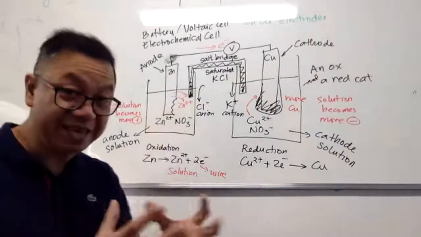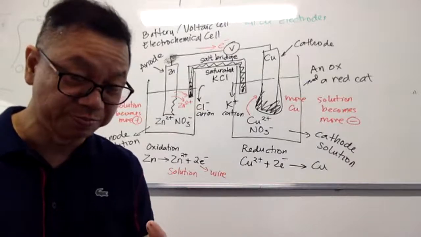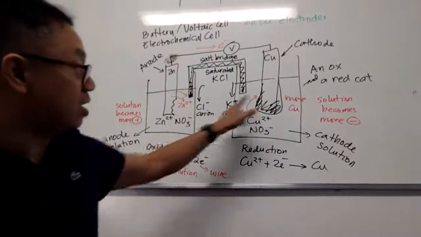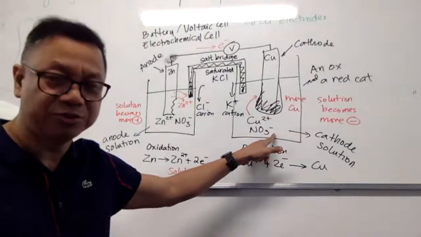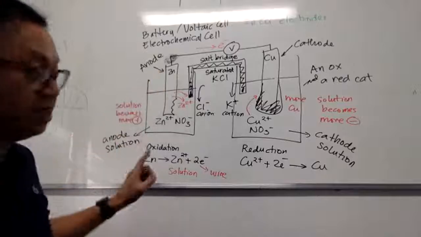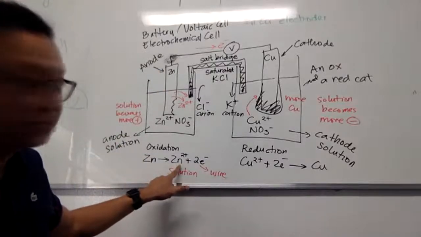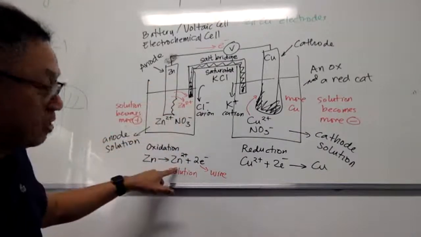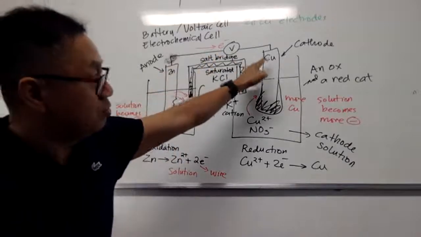Now, each electrode must be placed in a beaker with its own solution. Zinc with zinc 2 plus, copper with copper 2 plus. Okay, of course there are exceptions to that. So there you go. Now, the oxidation process is zinc turning into zinc 2 plus and 2 electrons. So the zinc will produce the 2 plus into the solution while the electrons flow through the wire.